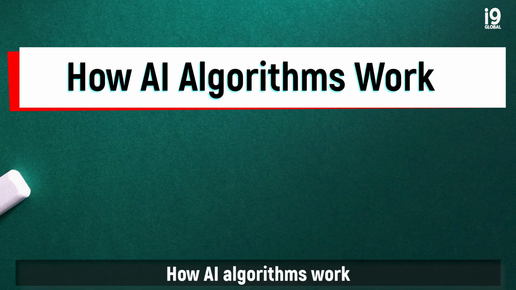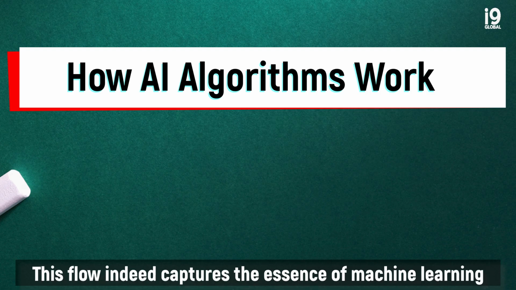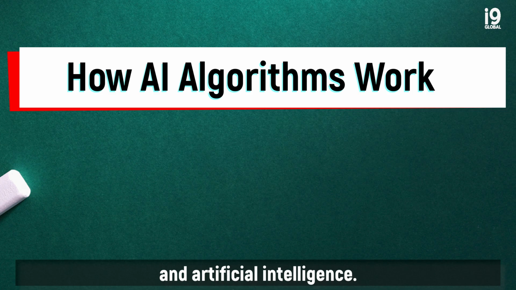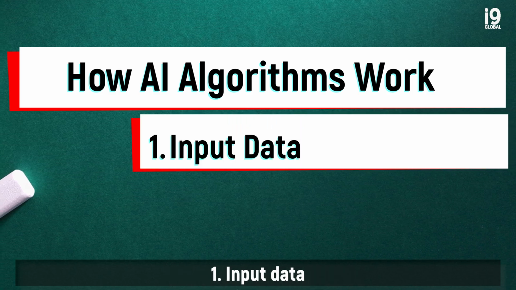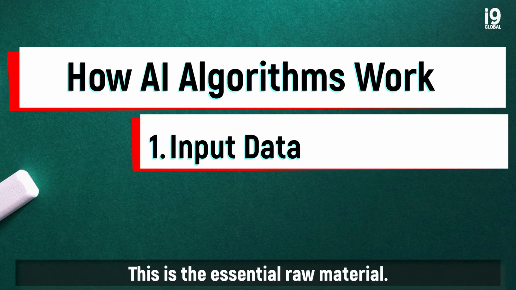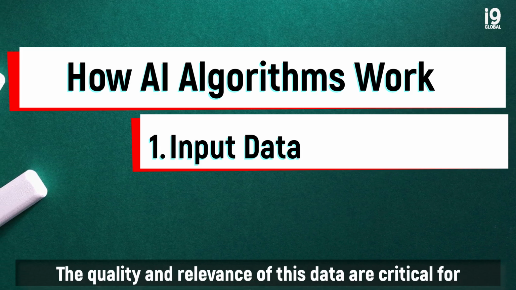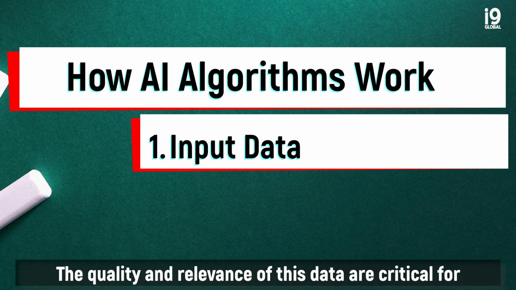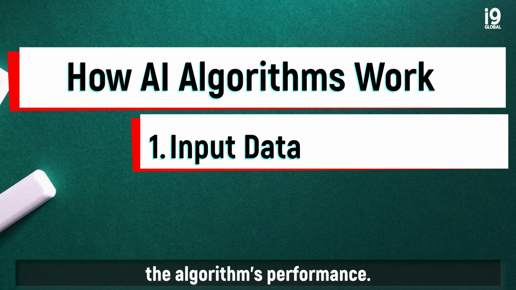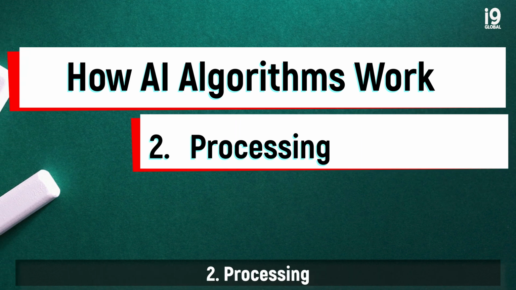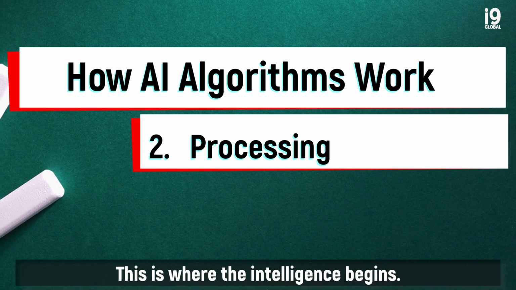How AI algorithms work. This flow indeed captures the essence of machine learning and artificial intelligence. 1. Input data. This is the essential raw material. The quality and relevance of this data are critical for the algorithm's performance. 2. Processing. This is where the intelligence begins.